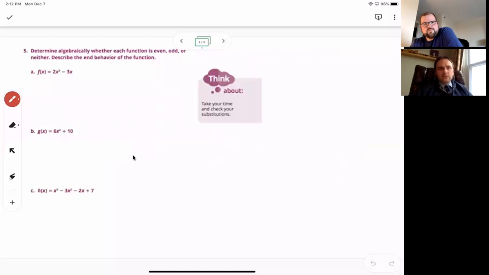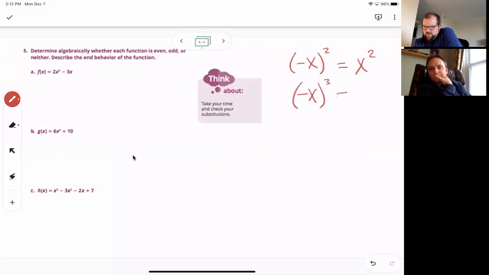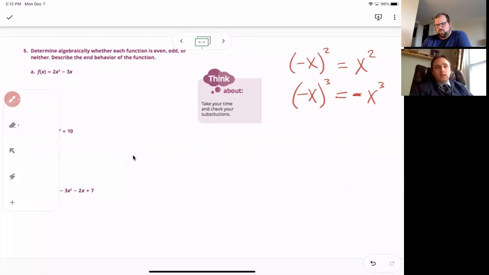Okay, now we got to do stuff algebraically. Just to think about what we had talked about earlier, we had said a whole bunch of stuff like this, like negative x in parentheses squared was the same thing as x squared. We also said negative x in parentheses to the third power was the same as negative x to the third power. And I think talking about that now is probably helpful for what we're doing here.